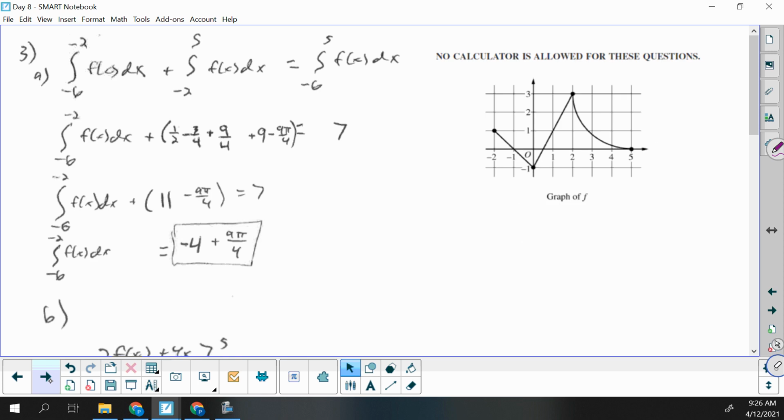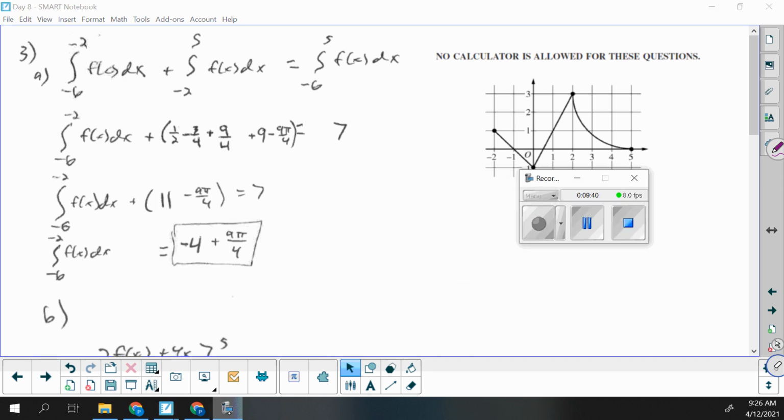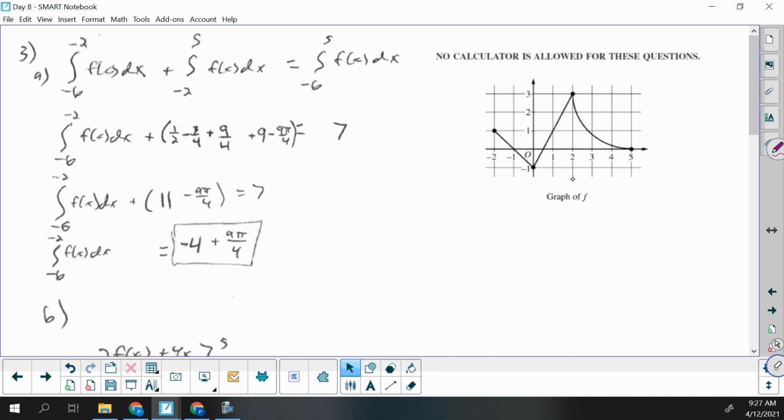Moving on to the free response. So these were both no calculator questions.